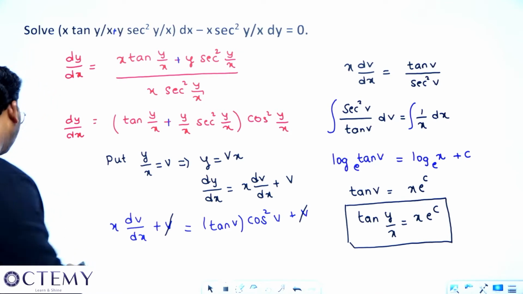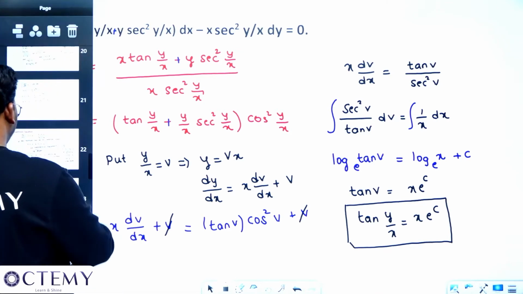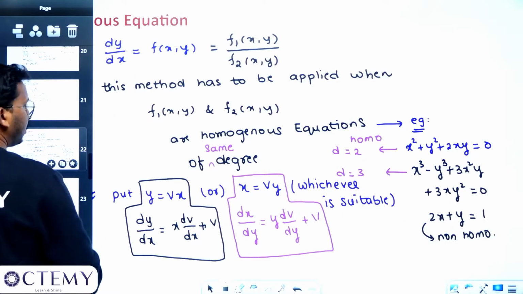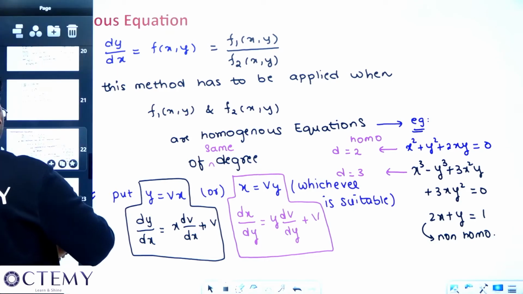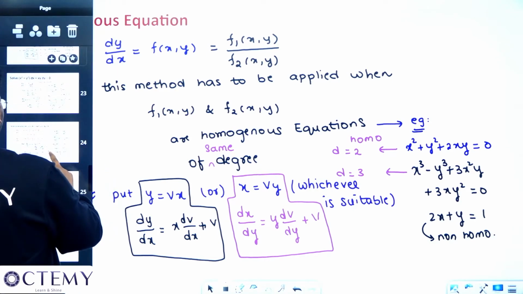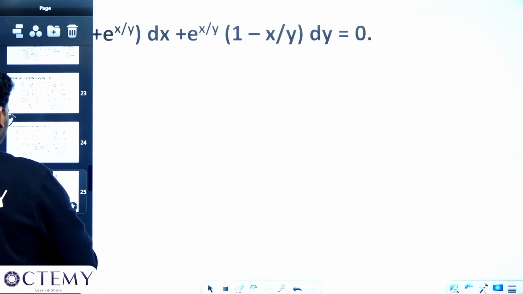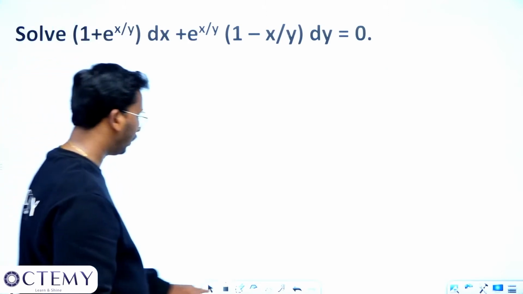Very good. Now let me tell you, we have seen if it is homogeneous, what will happen. If it is non-homogeneous like this, in non-homogeneous also, it can be only linear. Or let me solve another question. There is one more question, then I will go to that.